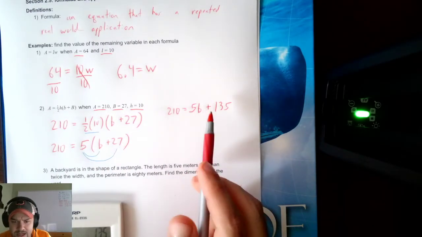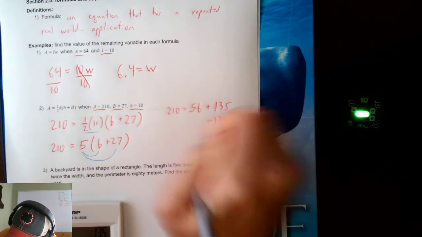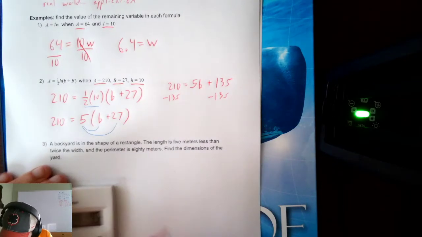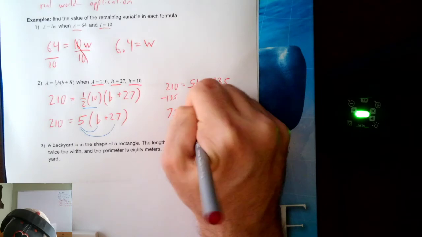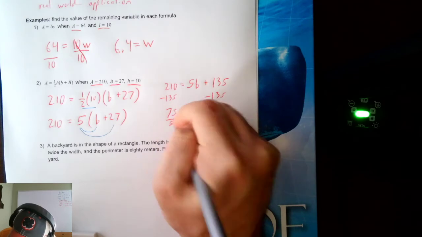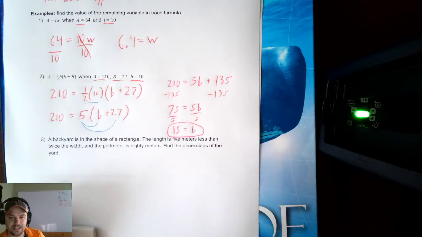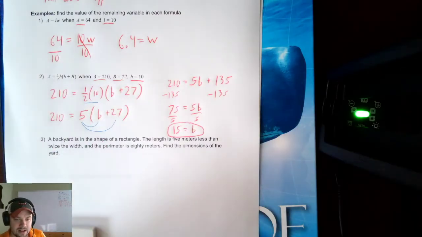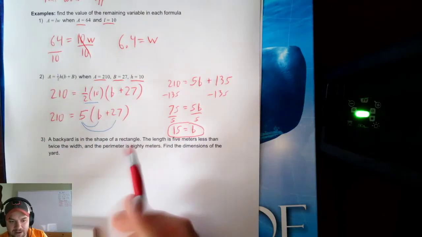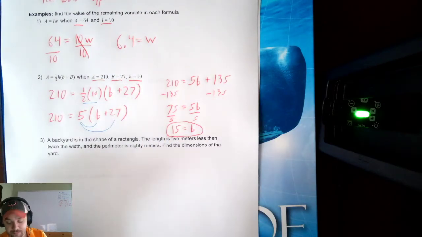Now we're entering more familiar territory, right? We're still trying to get b alone, so let's subtract 135 from both sides. That would be our next step, correct? And that'll give us 75 equals 5b. And now I can divide by 5 to get 15 is equal to b. So I know my answer is 15. Notice I just plug in and then evaluate. I plug in and then solve for the variable, right? I'm evaluating what is the value of b given the other values of the variables.